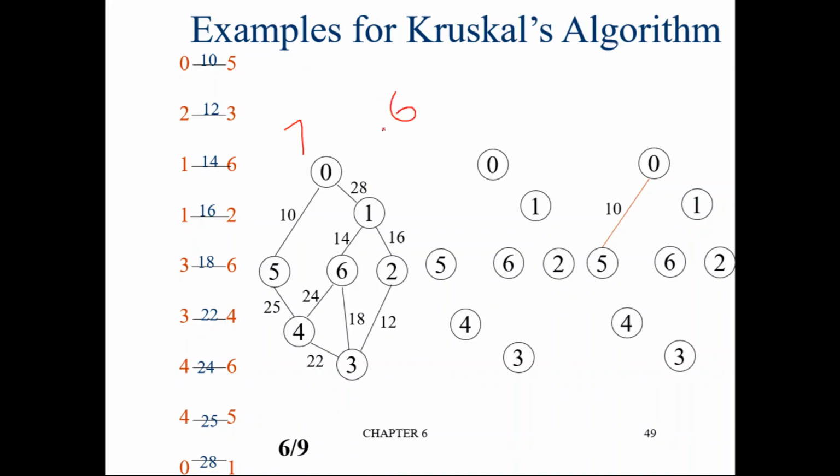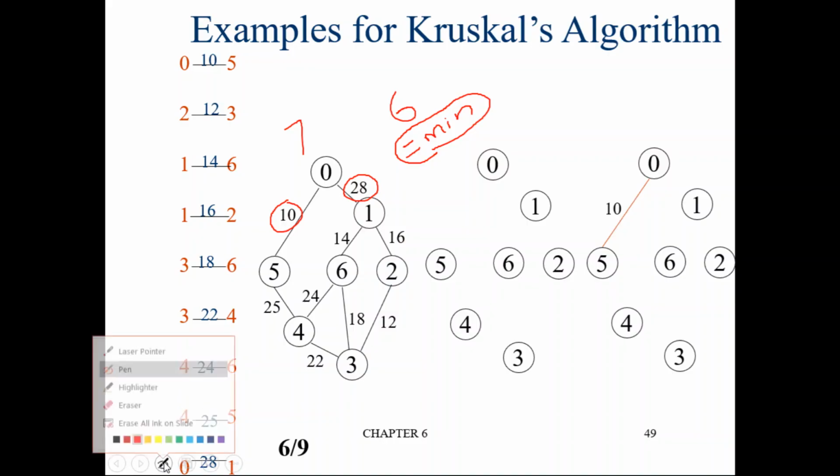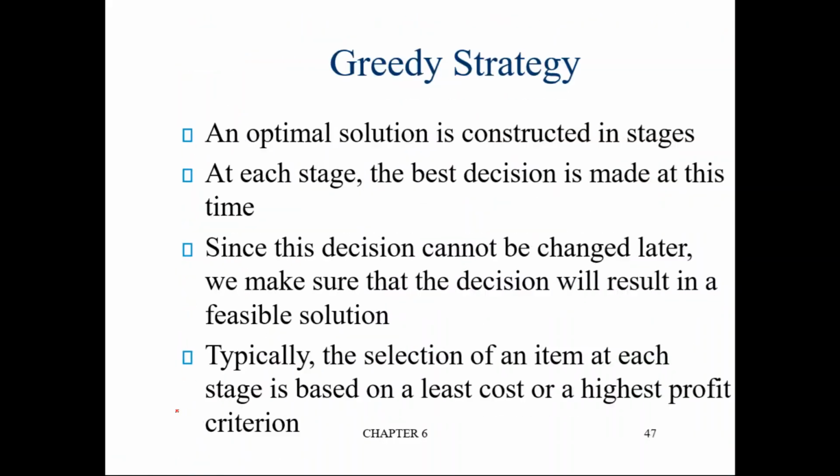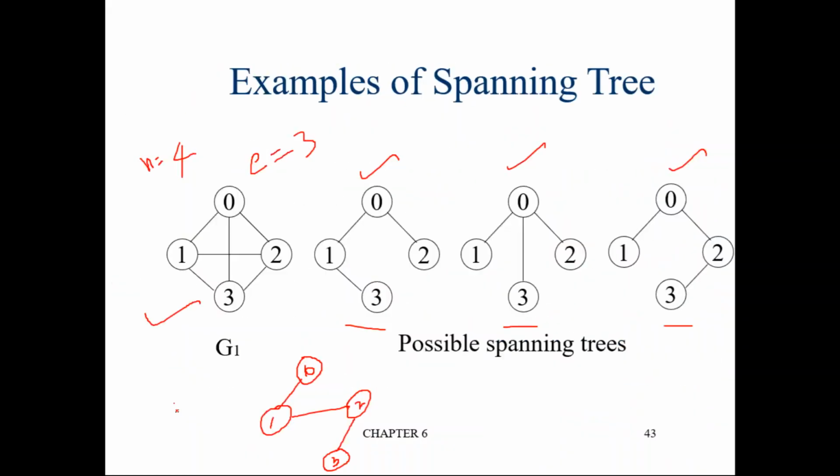Each of those edges will have a cost. If you add up the edge costs, that cost should be the minimum possible for a spanning tree. There should not be any other spanning tree with a cost less than that. Such a spanning tree is called a minimal cost spanning tree. Are you getting it? Let me show you a better example.